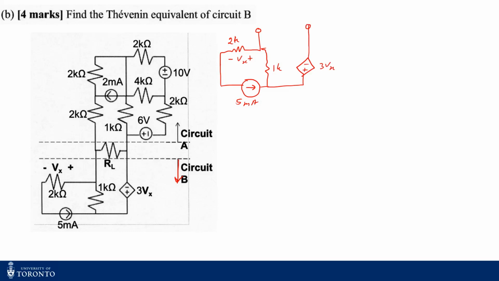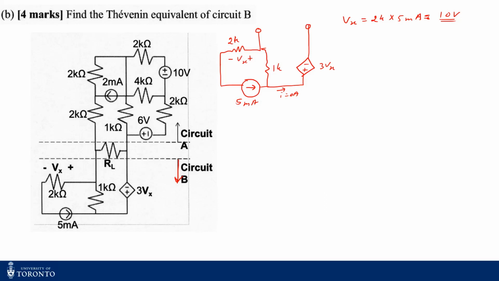Now what's my Vx? This 5 milliampere is flowing only through these 1 kilo ohm and 2 kilo ohms. No current is going here. Current going here is 0 ampere because the connection is not complete. So my Vx is just basically 2 kilo ohms times 5 milliamps, which is just equal to 10 volts. Now if that is my 10 volts, what is this 3Vx? This is 30.